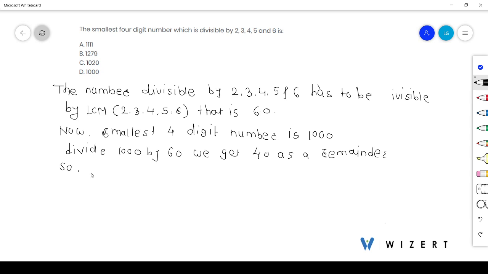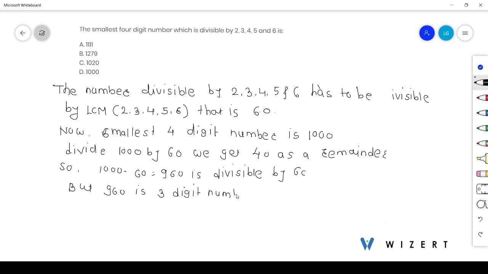So, as we get 40 as a remainder, 1000 minus 40, that is 960, is divisible by 60. But here 960 is a 3-digit number. We have to find the smallest 4-digit number, not a 3-digit number.